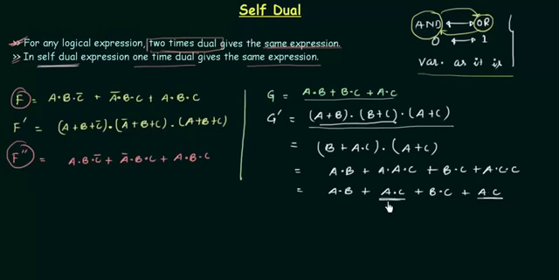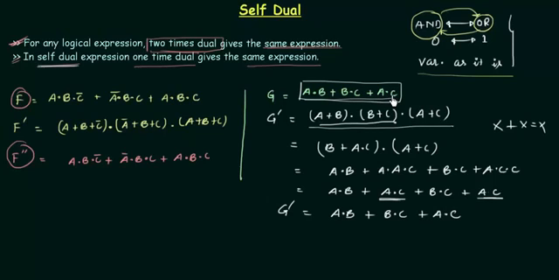These two min terms are same, and we know x or x is equal to x. So I will write A and B or B and C or A and C. Now you can see G prime is equal to G. A and B, B and C, A and C. So we have taken the dual only once and we have the same expression. So this is what we call a self-dual expression, and it is a very important topic.